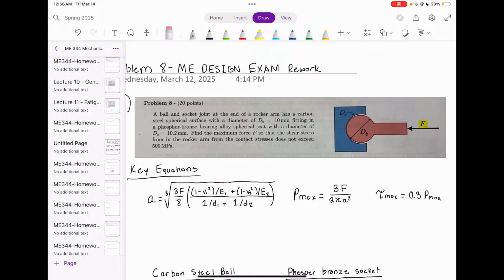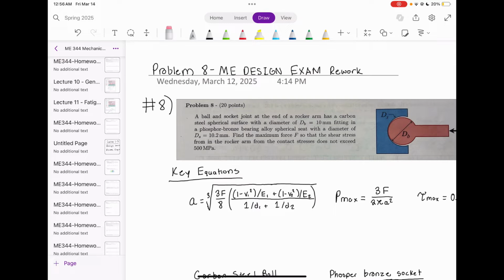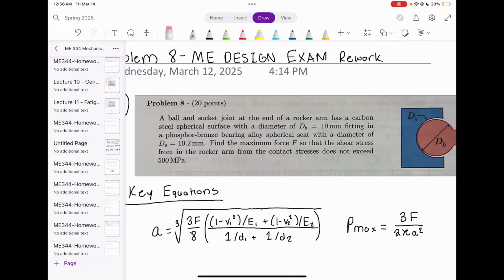Hello, so today I'm going to be working on problem 8 from midterm exam 1 for 2025. I'll start off by explaining the problem statement and what we're going to be identifying.